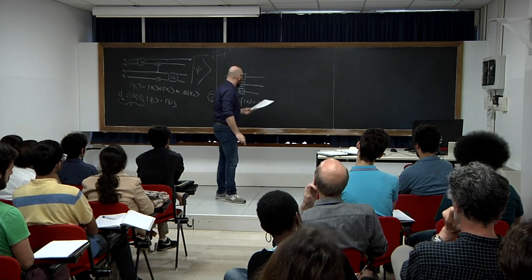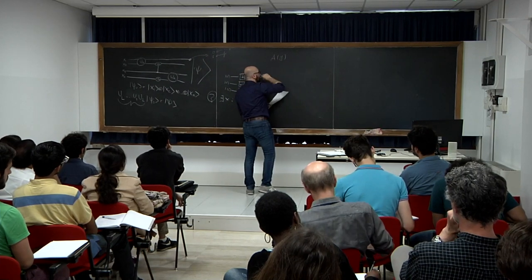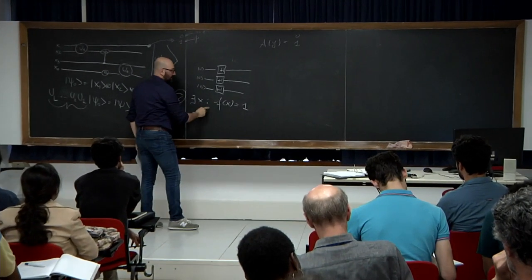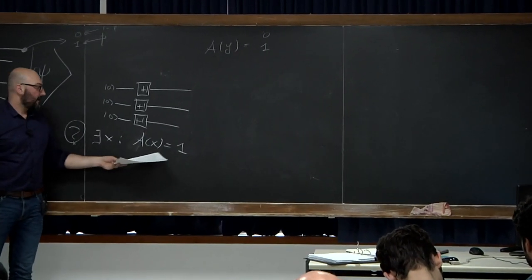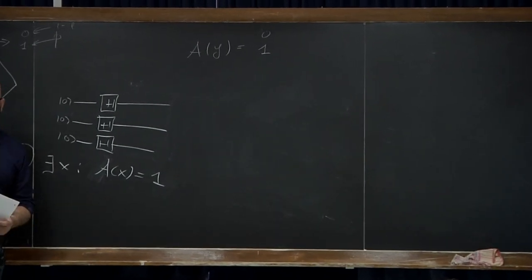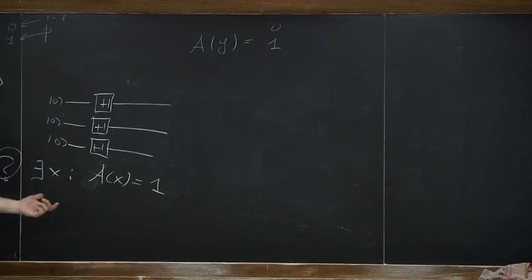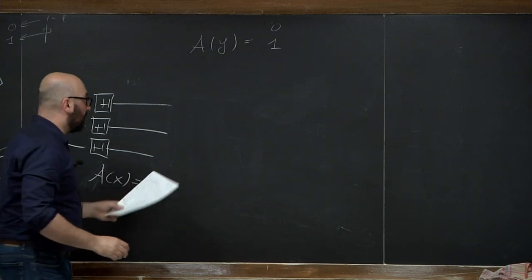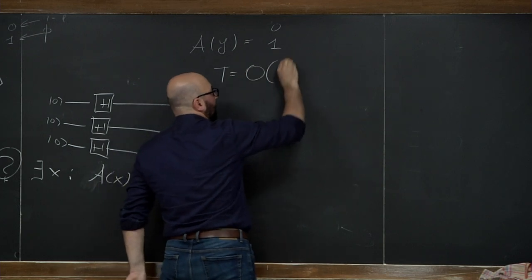Okay, so let's assume that we have an oracle function, as I said, A, which takes an input y and gives 0 or 1. Now I want to know if there is an x such that A of x is equal to 1, and I want to find what this x is. Classically, if I don't know what the oracle does, that's why I call it oracle, I have to call the oracle order 2 to the n times. Quantum mechanically, I have to call the oracle a number of times t, which is order square root of 2 to the n.